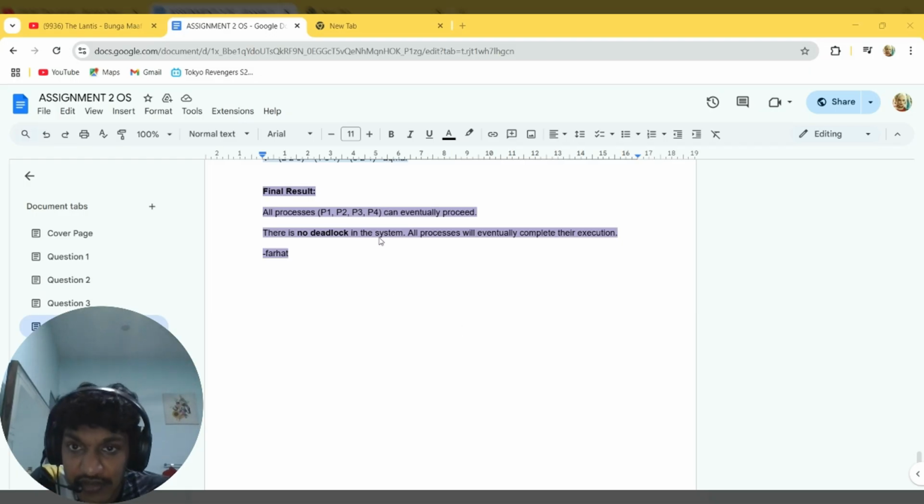For the final result, all processes P1, P2, P3, and P4 can eventually proceed. There is no deadlock in the system. All processes will eventually complete their execution.